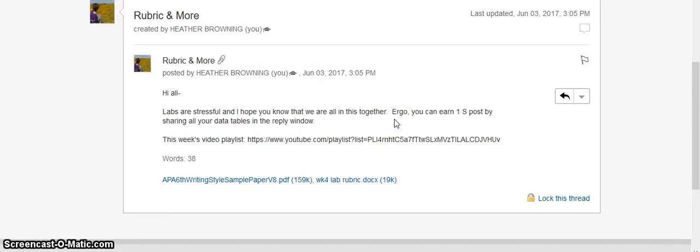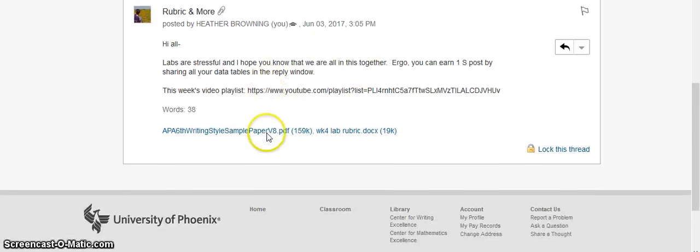As always, you get a post for sharing your table. Looks like there's 2 in this one, and you have your sample paper and your rubric. So let me open up that sucker.